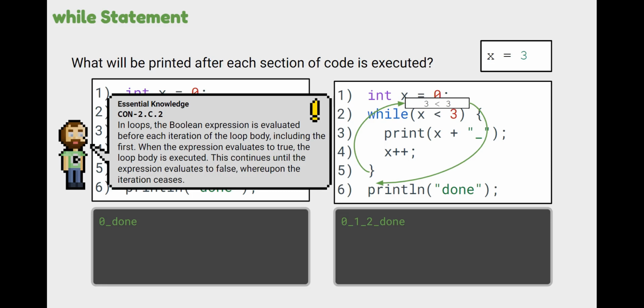In loops, the Boolean expression is evaluated before each iteration of the loop body, including the first. When the expression evaluates to true, the loop body is executed. This continues until the expression evaluates to false, whereupon the iteration ceases.